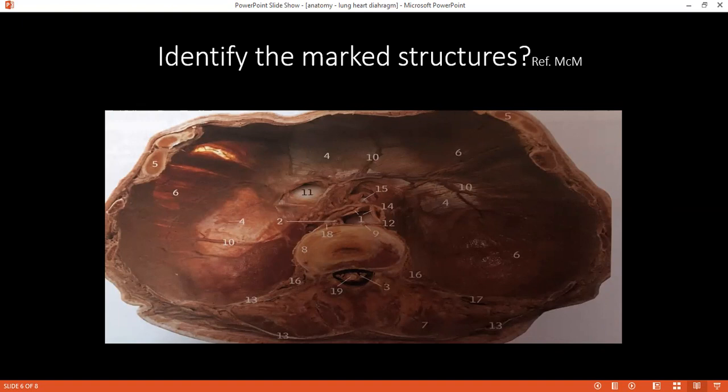All right. Can you quickly tell me, time has gone, but the apertures which are present in the diaphragm, and at what level are they? At the level of vertebra T8, we have the inferior vena cava with the phrenic nerve, and at T10, we have the esophageal hiatus, and with it going the vagus. At T12, we have the aorta with the thoracic duct and azygos vein.